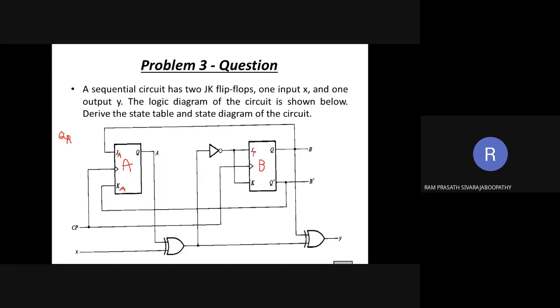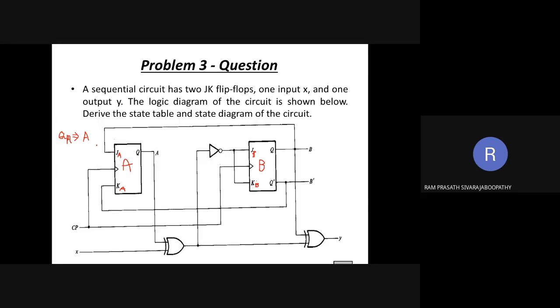This is B, KB. That's all. So outputs, what do we call them? QA. QA, what do we do? We can replace it by A. Just replace it by A. So next state, what should we do? A of T plus 1. That's all. See, for understanding only, the naming should be like this.